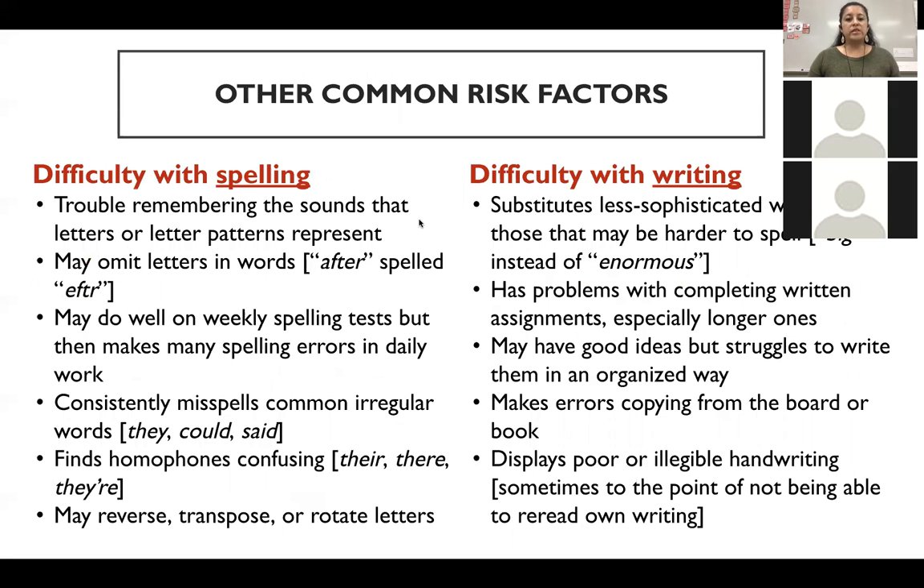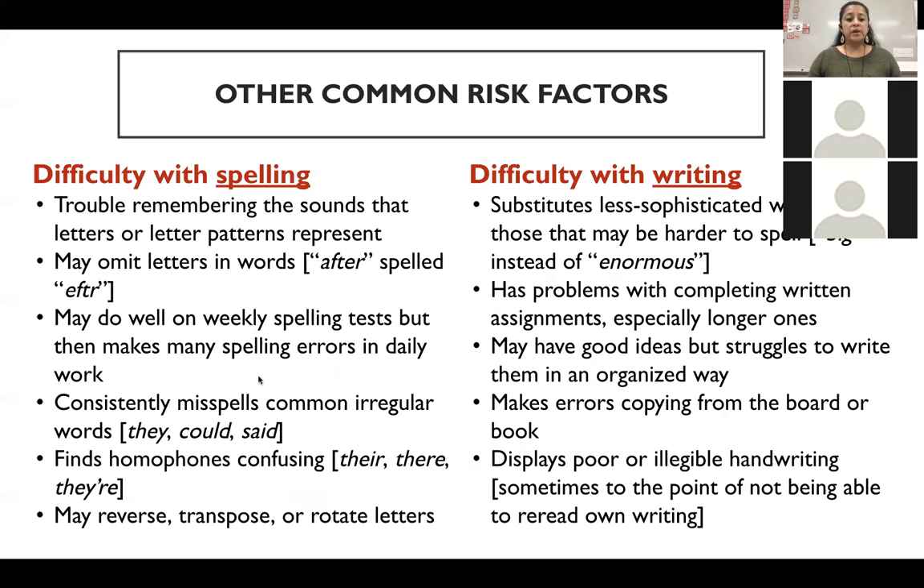Other common risk factors: they have difficulty with spelling, trouble remembering the sounds of letters or letter patterns. They may omit letters in words, for example, after is spelled efter. They may do well on weekly spelling tests. You study really hard and they've got it, and then all of a sudden the next week they've forgotten. They make those daily errors.